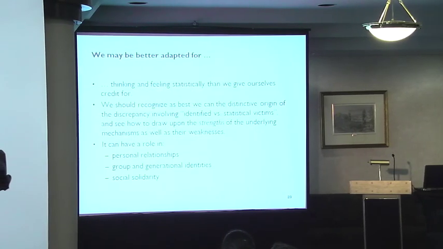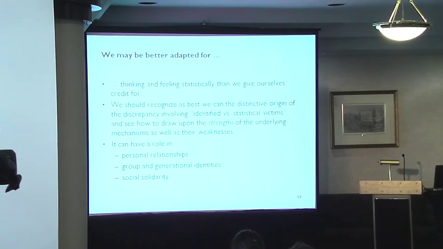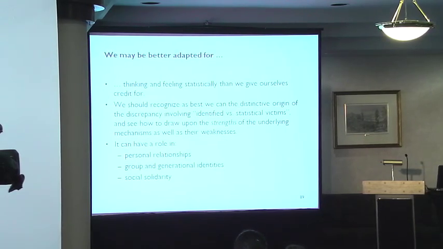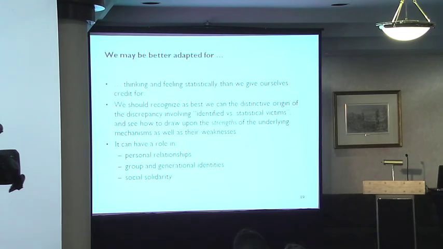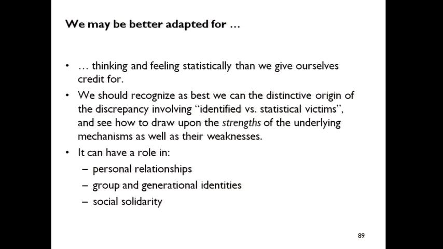So, what can we say? We may be better adapted for thinking and feeling statistically than we give ourselves credit for. We should recognize as best we can what the origins there might be for these effects. I don't think there's probably any one origin. I've suggested a possible origin. You can see how that's a strength of our system as well as a weakness, because it equips us to deal well with interpersonal issues. It doesn't particularly equip us to deal well with issues at the global societal level. That tells us something.